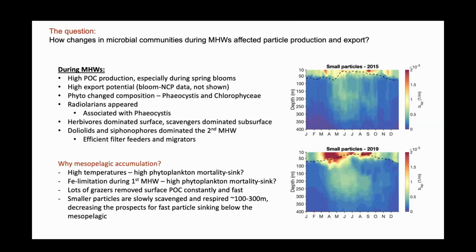We could see in the second case the very big zooplankton grazing. Smaller particles are slowly scavenged and respired. So when you have a lot of small particles sinking, they sink way slower, and probably were getting slower and slower as the scavengers were recycling this organic matter. So it was getting a little bit harder for them to sink. So they probably became much closer to dissolved matter than particulate matter. So this will decrease the prospects for fast particles sinking below the mesopelagic.